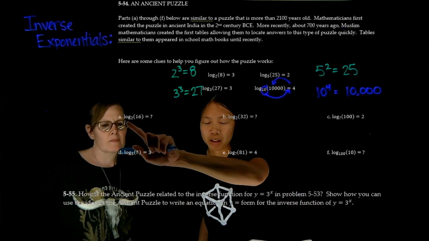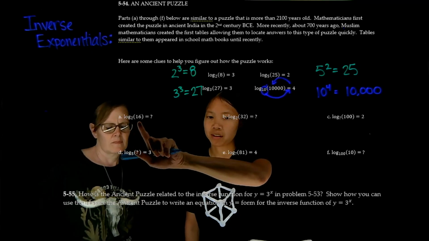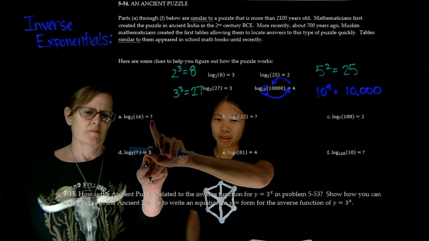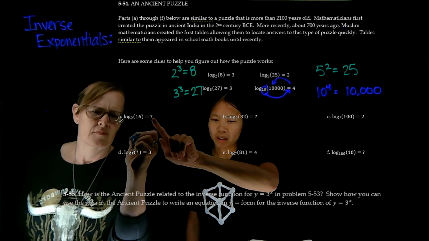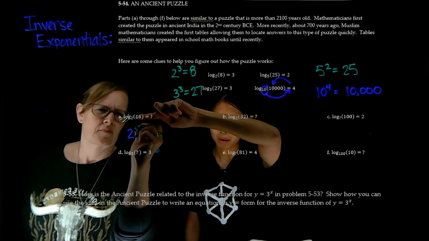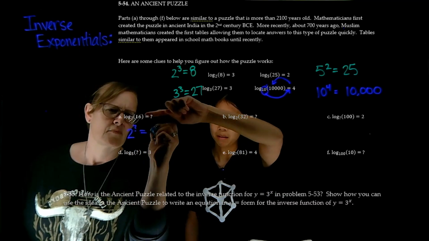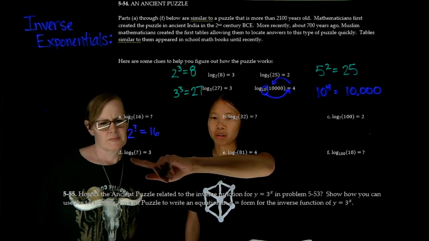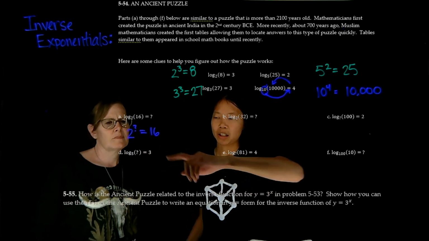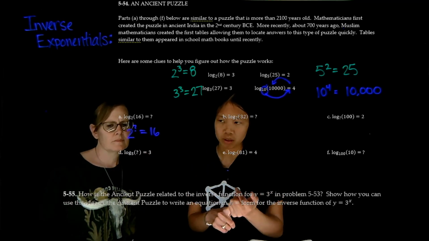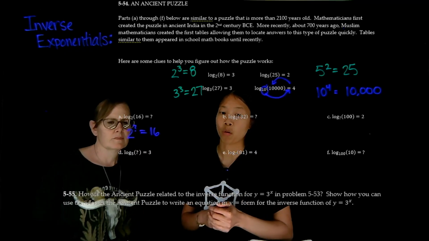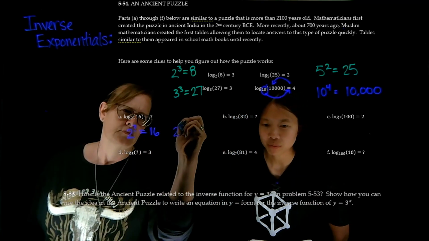So for part A, we have log base 2 of 16 equals what? Well, I know with this ancient puzzle that my question mark is whatever exponent I need to raise my base to in order to get my answer inside my log. So 2 to some power is 16. I know 2 squared is 4, 2 cubed is 8, so I know that 2 to the 4th would have to give me 16. So that question mark would have to be 4.